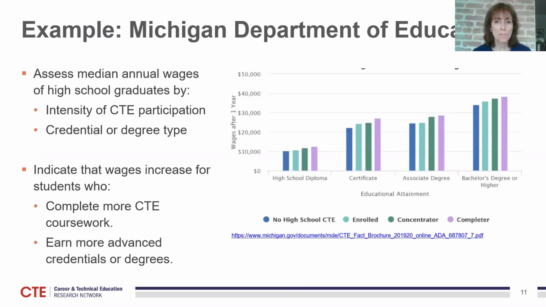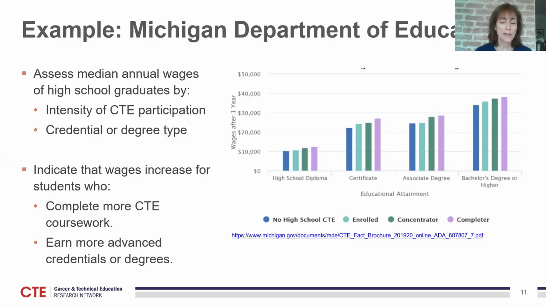But these are data from the Michigan Department of Education. Again, these are descriptive data showing different types of student participation in CTE programming and their later outcomes. These are data for students who graduated in 2012, and you can see the different colored bars. Michigan is following students who have had no CTE experience in high school versus those who enrolled in some CTE, those who concentrated in CTE, and then also completers, those who completed a CTE program or pathway.